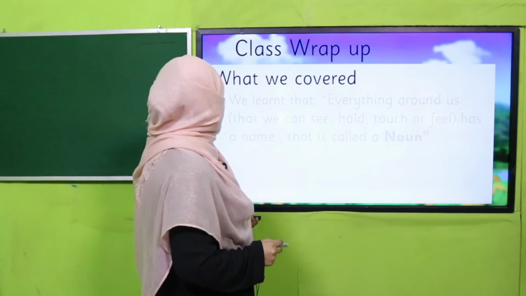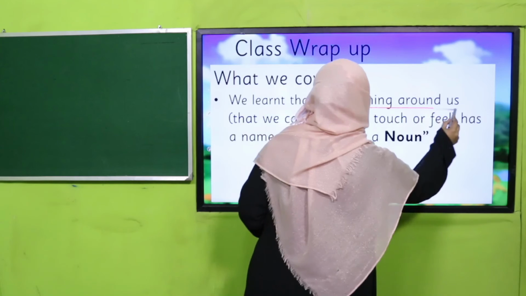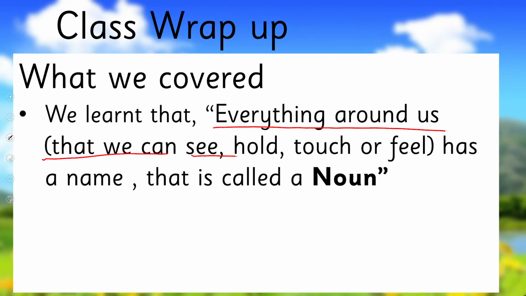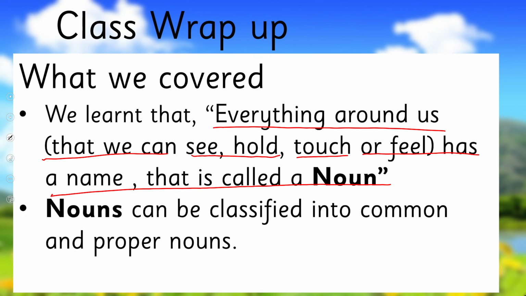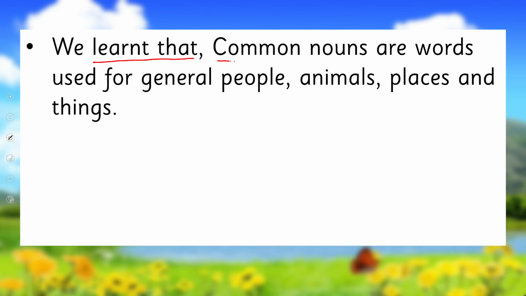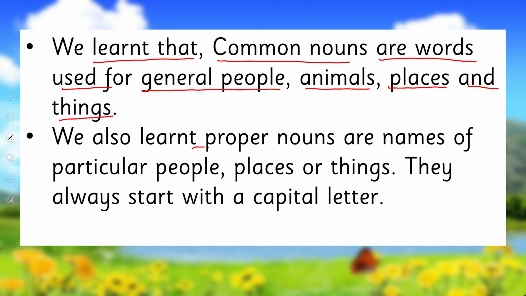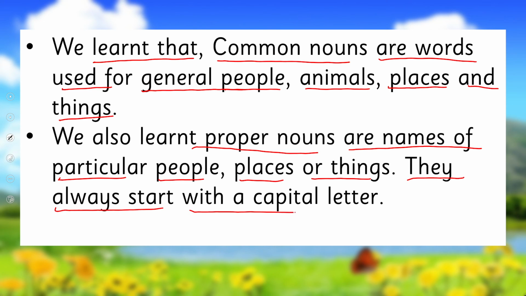So what have we learned today? We learned that everything around us that we can see, hold, touch or feel has a name, and that is called a noun. Nouns can be classified into common and proper nouns. Common nouns are words used for general people, animals, places, and things. And proper nouns are names of particular people, places, or things. They always start with a capital letter.